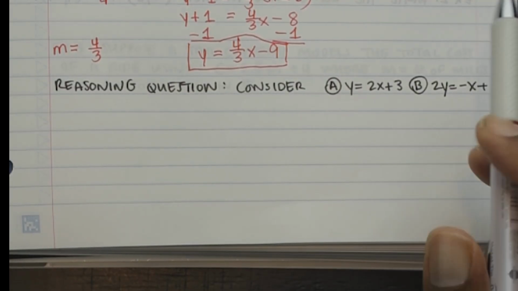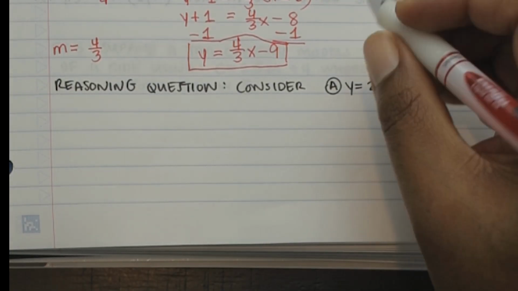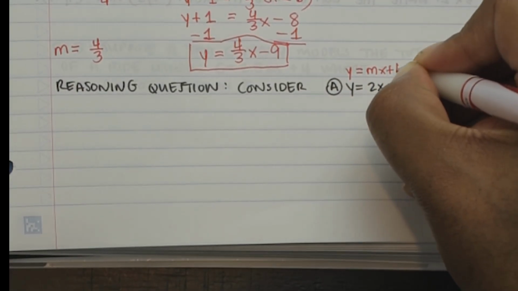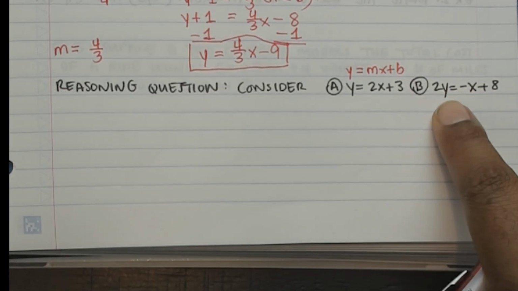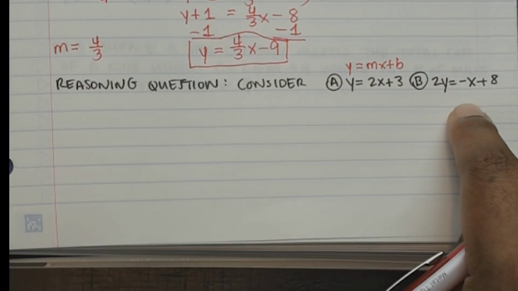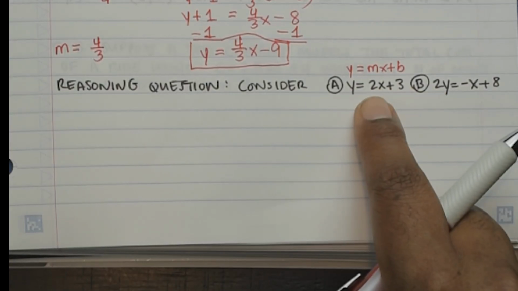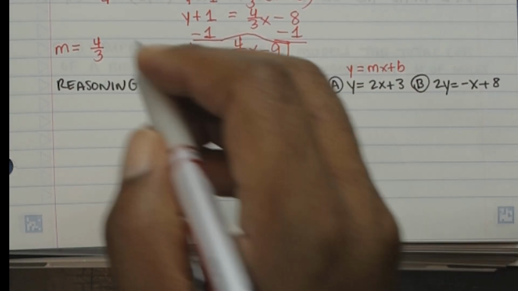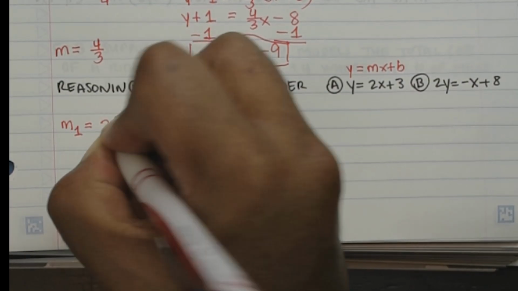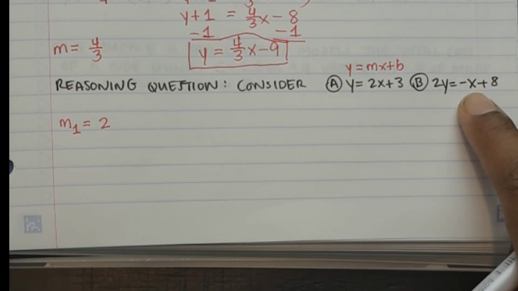The first equation is already in slope-intercept form. Notice it's in y equals mx plus b. But this one is in what is called implicit form. This is explicit. This is implicit. So this tells us what the slope is already. The slope of m sub 1 is 2. We don't know what the slope is here, so we have to rewrite this equation.